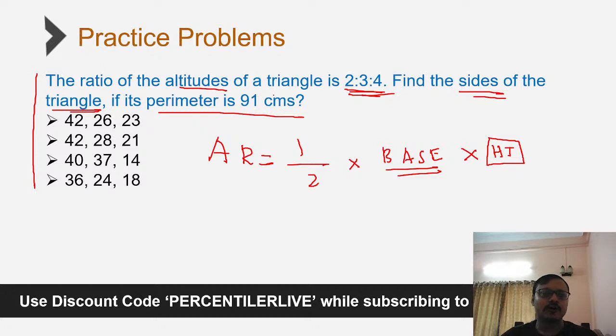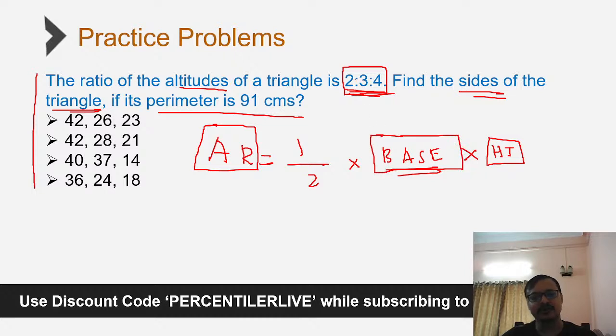And what they've done is they've already told you the altitude ratio, and the area of the triangle has to be fixed, which means the product of the side into the altitude must be constant. So it says the first altitude is half of the third altitude, which means the first side must be twice the third side. Then only the product of the side and the altitude will be constant. So option A can be eliminated. In option A, the first side is not twice the third side. Option B is valid.